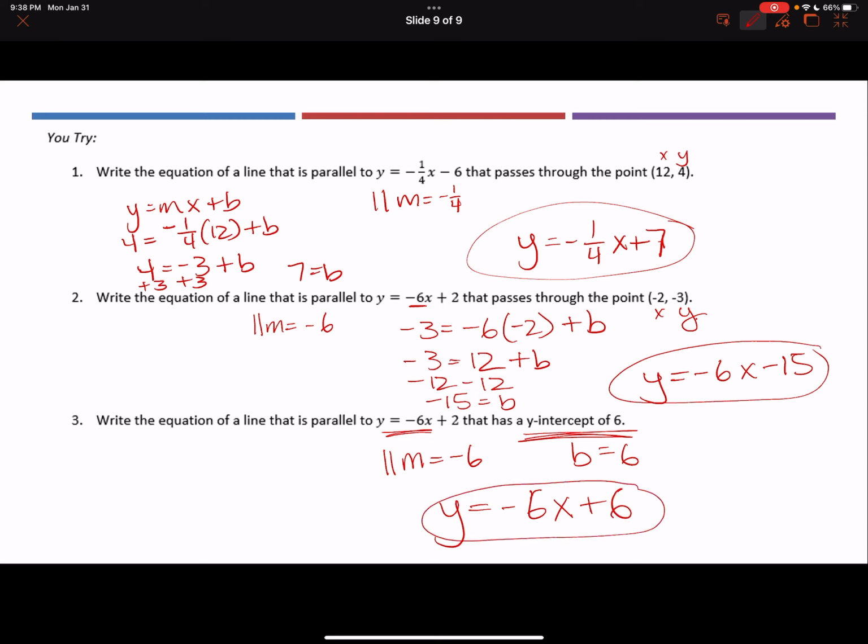There's your equation. All right, so again, you're going to continue working on all of the You-Try problems, and you can always check your answers with the answer key that's provided in Schoology.